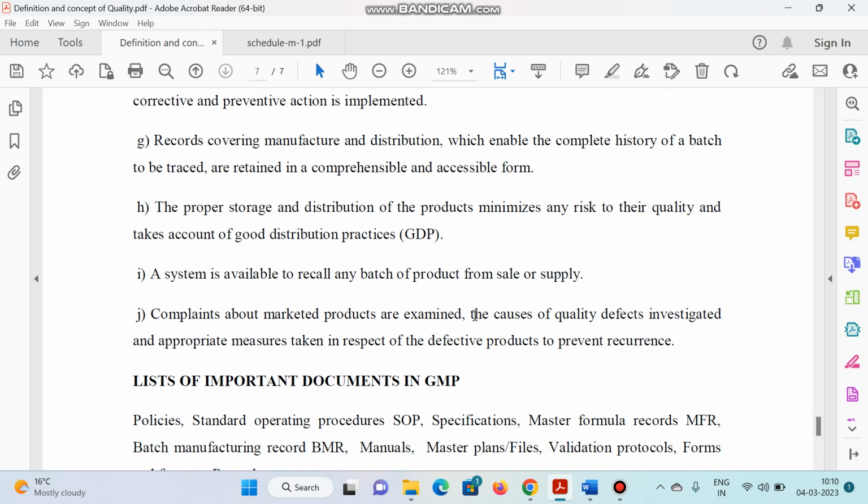Complaints about marketed products are examined. The causes of quality defects are investigated and appropriate measures shall be taken in respect of defective goods or products in the market.